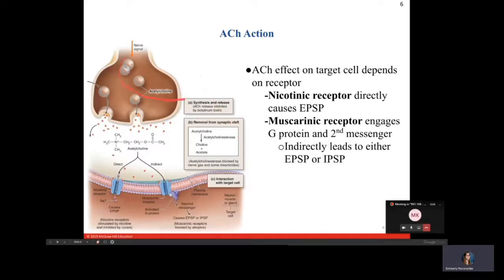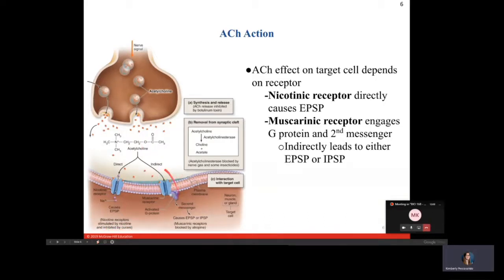So here's this picture that talks about acetylcholine and the two different types of receptors. So acetylcholine is going to be released from the cholinergic neuron. It's going to go across the cleft, and it's going to bind to the nicotinic receptor, which is a direct acting receptor, right? It lets sodium in and it causes an EPSP. And they're stimulated by nicotine, and the ones at the neuromuscular junction are inhibited by curare.